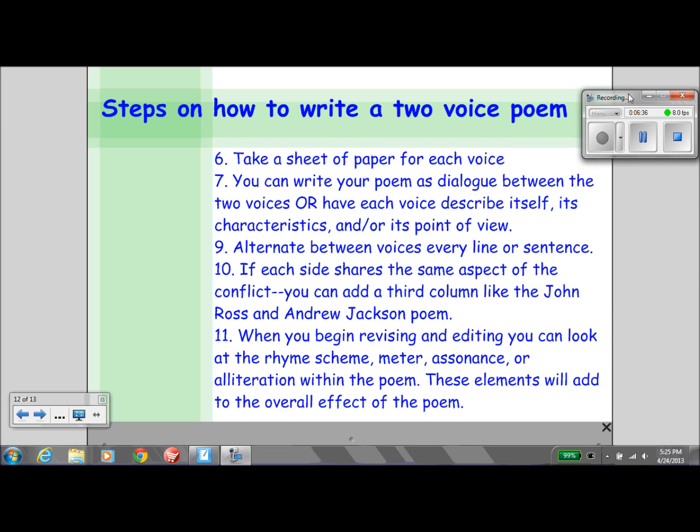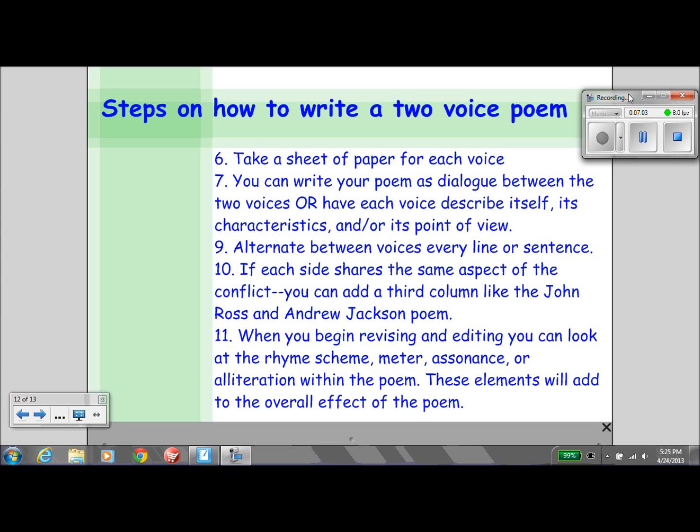And then when you begin revising, and only when you begin revising and editing, then you can look at maybe some rhyme scheme or meter or assonance or alliteration, anything that you think will build the cohesiveness or the overall effect of the poem. And if you need help with that, we can help you in class, or at one of my tutoring sessions if you want to come for that. That is the polishing off part of the poem that we will work on.